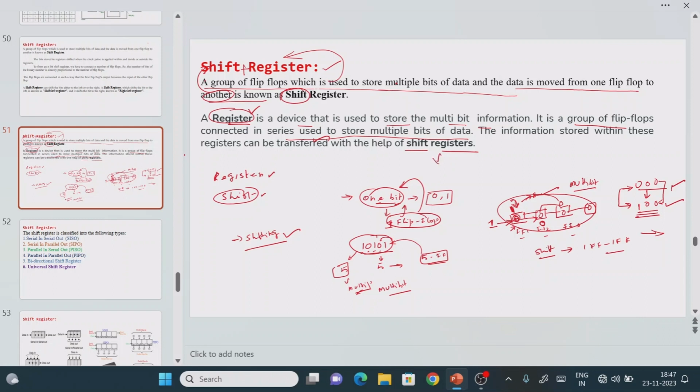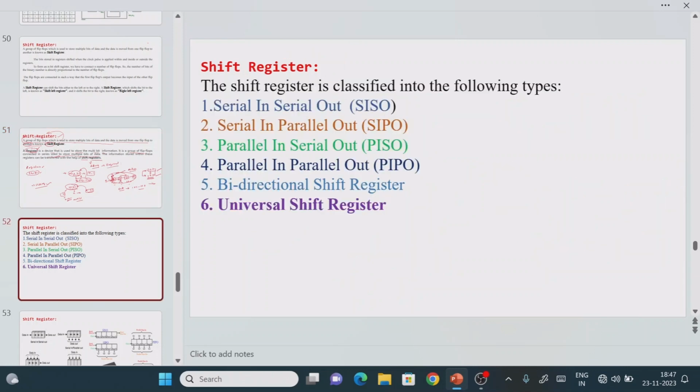Now the next point is that we need to understand the different classifications of the shift register. Depending upon the requirement, we have different types of shift register, right? So we'll see them one by one. The first one is the serial in, serial out shift register, right? So what is the name of this one?